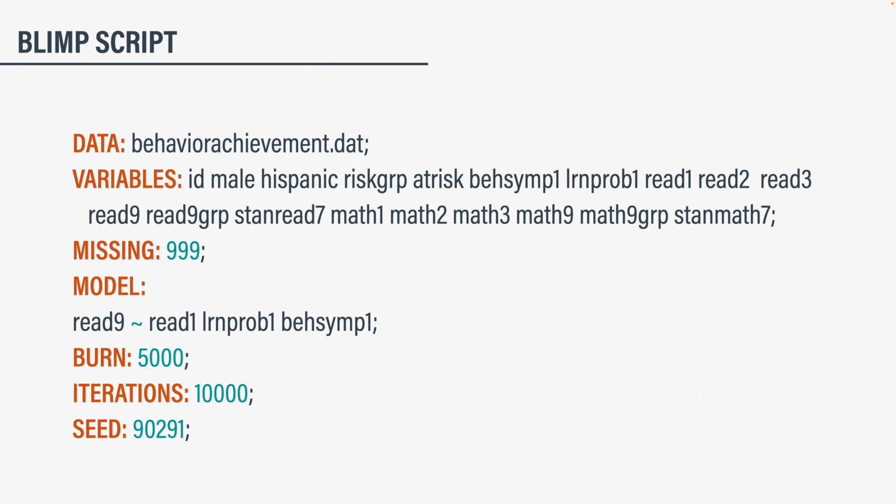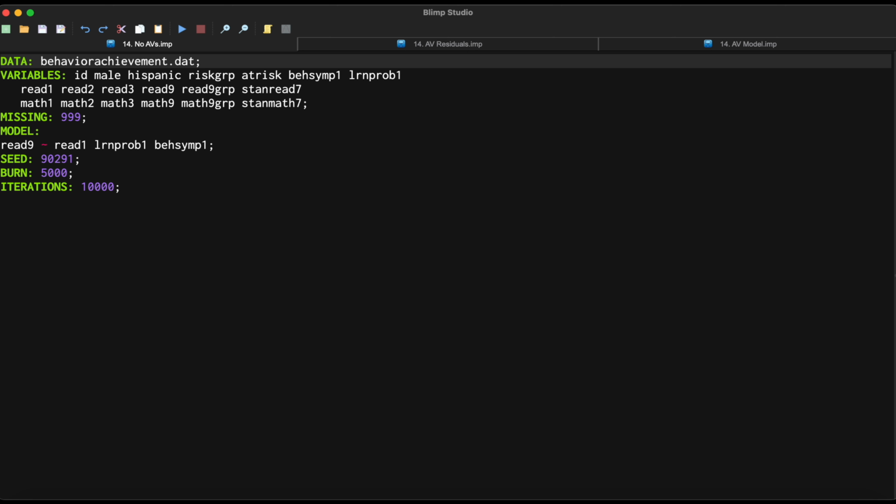Let me start by fitting a model that doesn't include any auxiliary variables. As a reminder, the missing at random assumption says that the observed data contain all the information that we need to recoup the missing values. We'll eventually expand the scope of the observed data by incorporating auxiliary variables. I explained the Blimp scripting language in another video. The key part of the script is the model command, which lists the outcome variable to the left of the tilde and the predictors to the right.